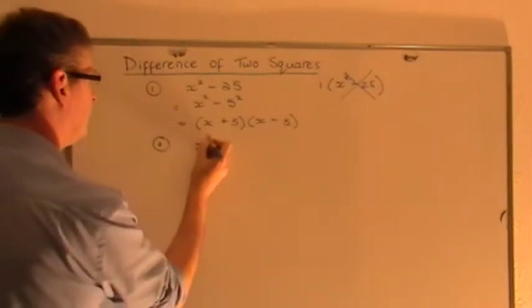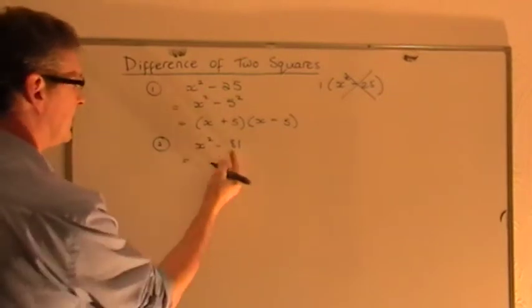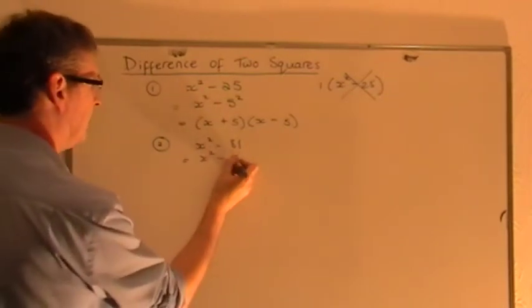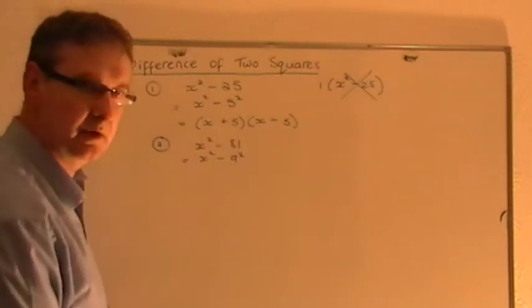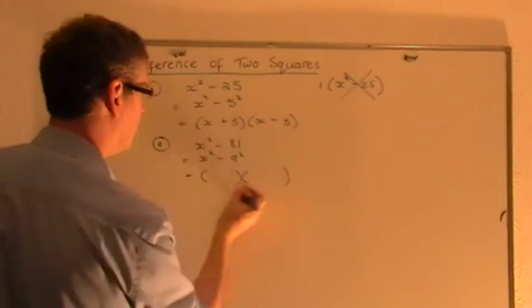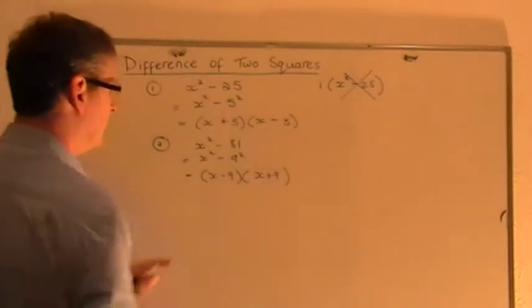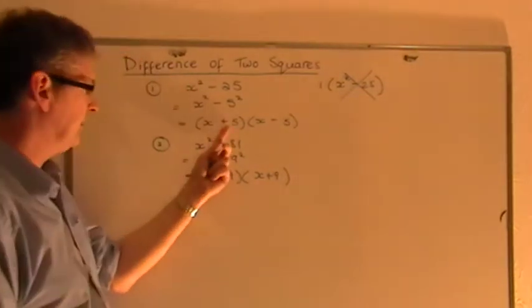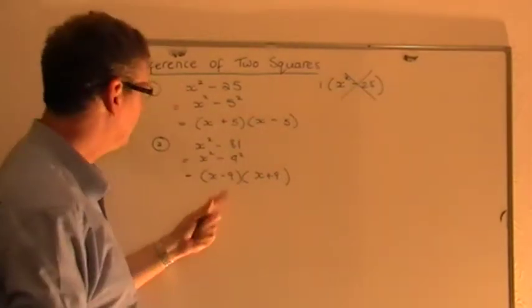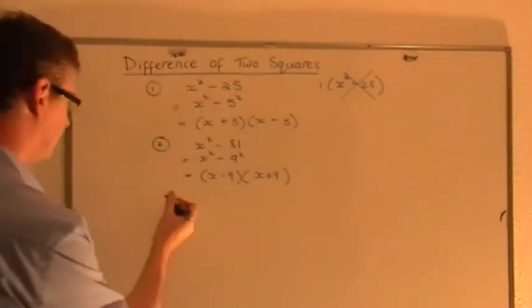Bit more practice. x squared minus 81. Two squared terms. This is x squared minus 9 squared. So x squared minus 9 squared, factorise it, double bracket, is going to be x minus 9 and x plus 9, or the other way around. Notice first time I put the plus first, the minus second. Here I put the minus first and the plus second. It doesn't matter. That's it. That's as simple as that.